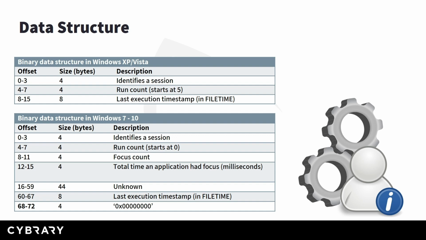With this information, one can see what program was launched, when it was launched, and how many times it was launched. The new structure can reveal the focus time in milliseconds that an application had. This can provide information on how long a program was being executed on the system by a particular user. The last execution timestamp in FILETIME format, when decoded, can provide the date and time when the application was last executed.